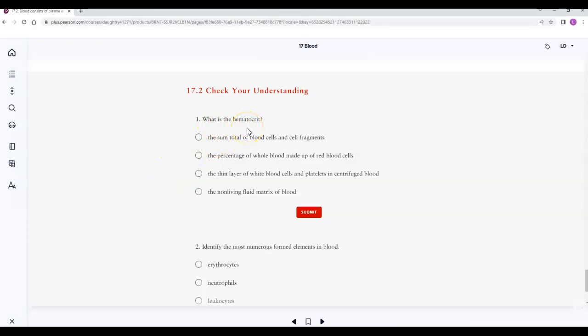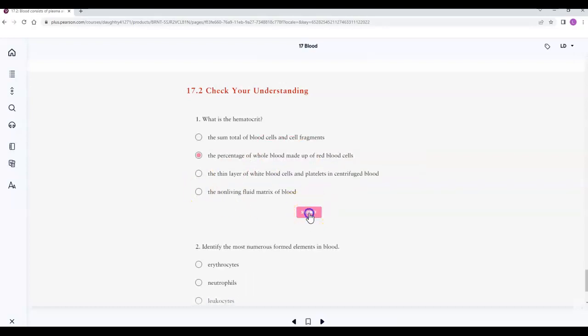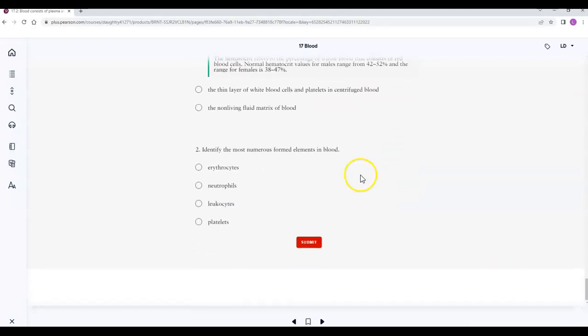What is the hematocrit? The hematocrit is defined as the percentage of whole blood made up of red blood cells. But let's choose a wrong answer and submit and see what happens. It says that's incorrect, and it gives you a little information, and then you can try again, and it'll tell you that it's correct and gives you a little information for you to read down here. Don't forget to read the information that's given also.